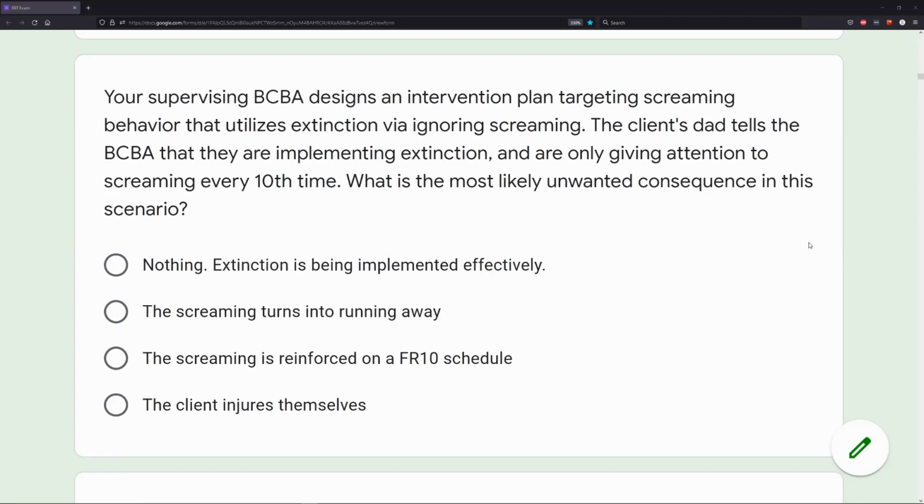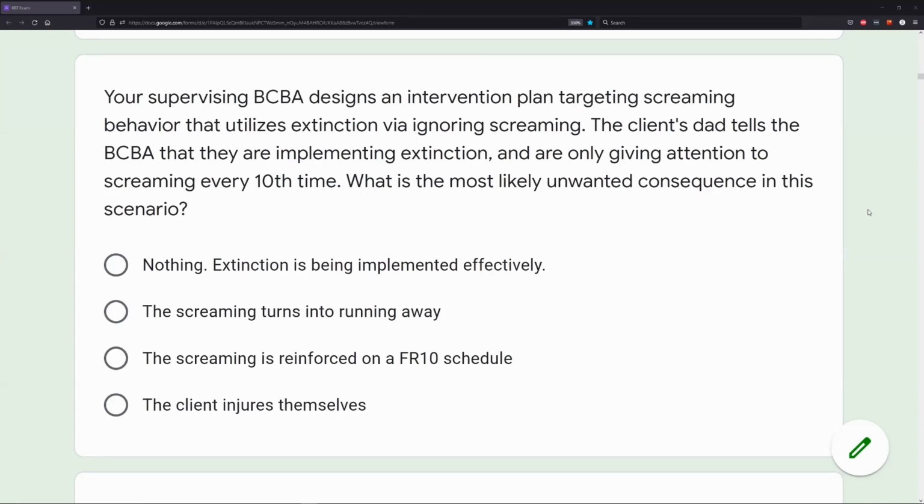The primary rule of extinction is it needs to happen 100% of the time, okay? As close to 100% as possible, right? We need to try to do it all the time. If we can't, then extinction might not be right. The reason for that is if you're not implementing extinction every time, then chances are you are reinforcing the behavior on a different reinforcement schedule. So in this case, the client's dad says they are implementing extinction, but are giving attention to screaming every 10th time. That's not very consistent, right?